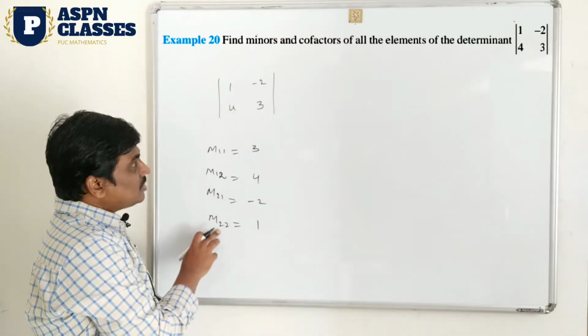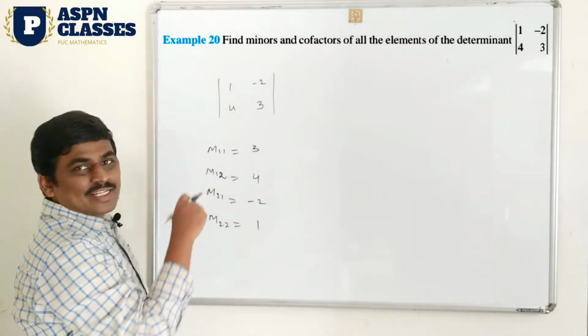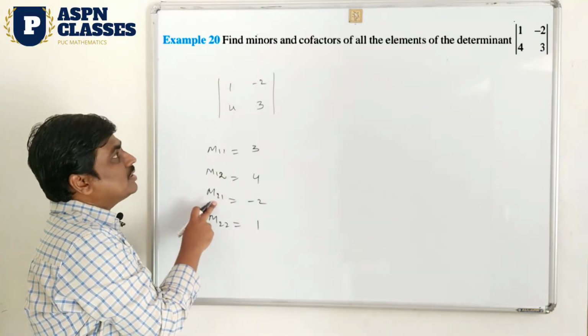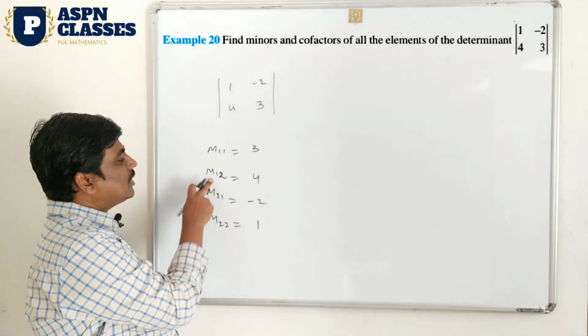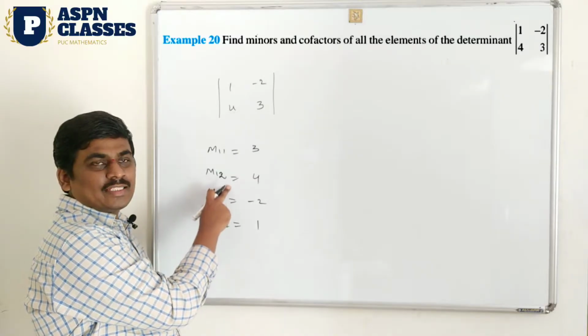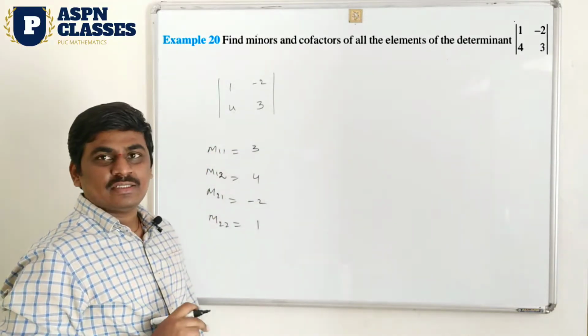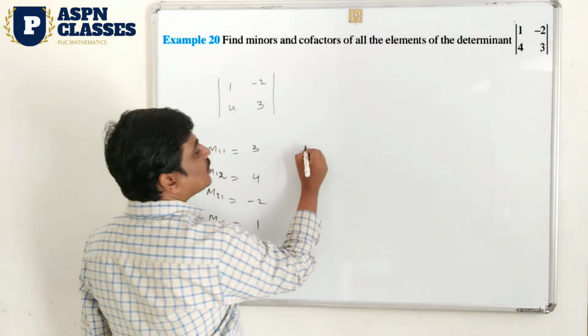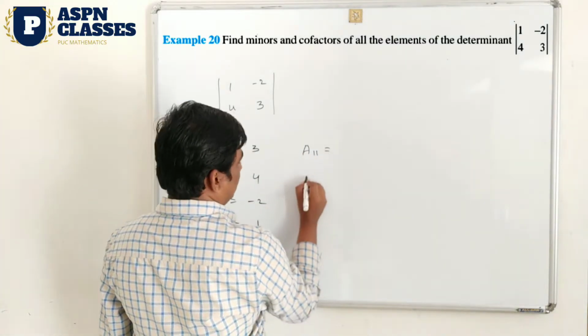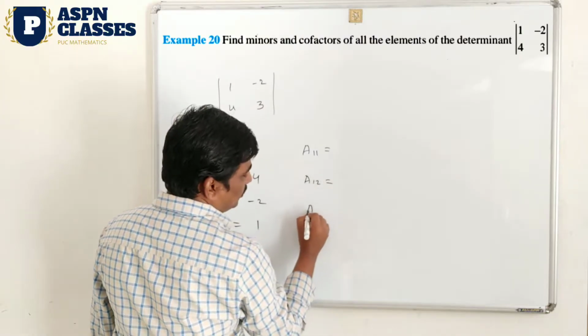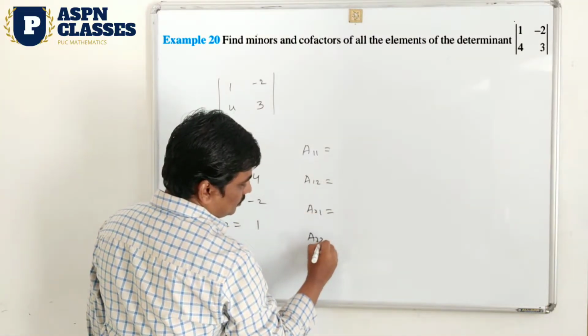Correct? M22 means second row, second column cancelled. M21 means second row, first column cancelled. This is M12, it means first row, second column cancelled. This is M11, first row, first column cancelled. The remaining elements only you have to write here. And with these results only you have to find the cofactors. It means A11, A12, A21, A22.